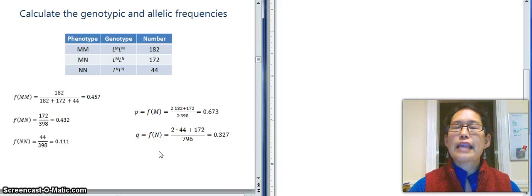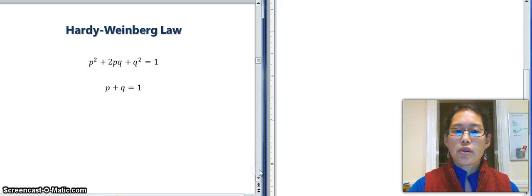One thing that is absolutely necessary when you are doing these types of calculations is to make sure that all of these add up to 1, and both of these add up to 1, just to double check yourself. All right, so hopefully that went well.